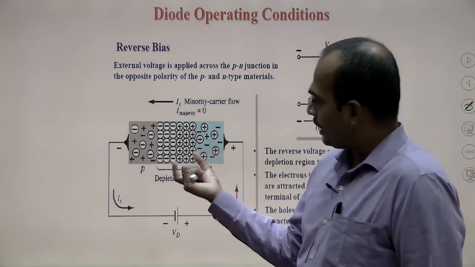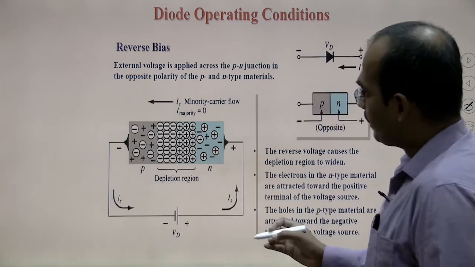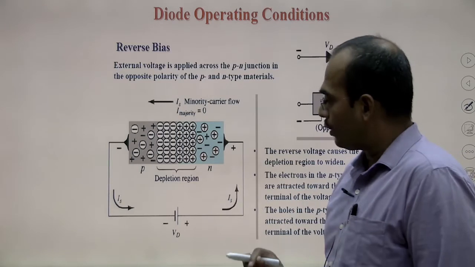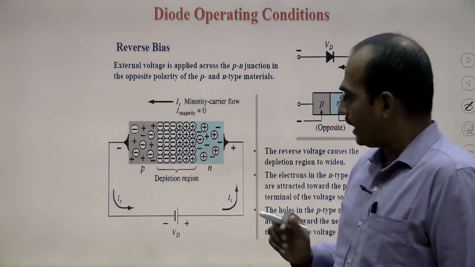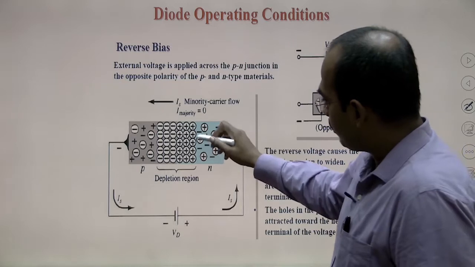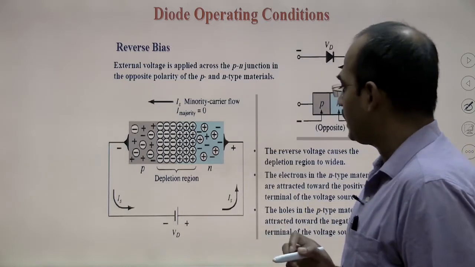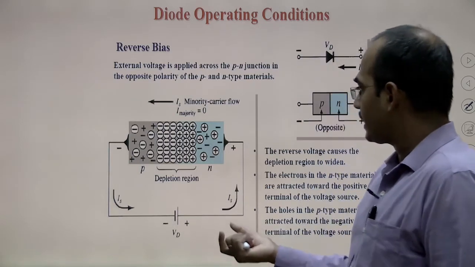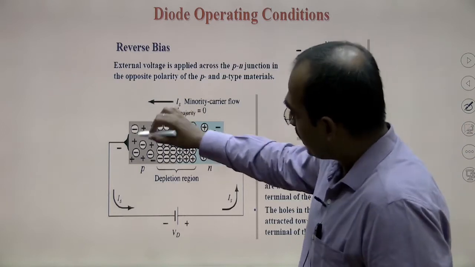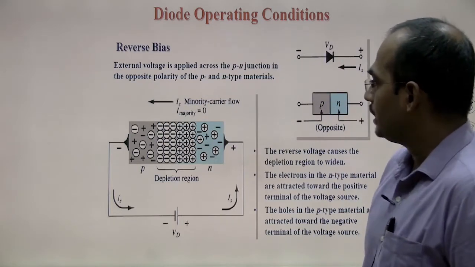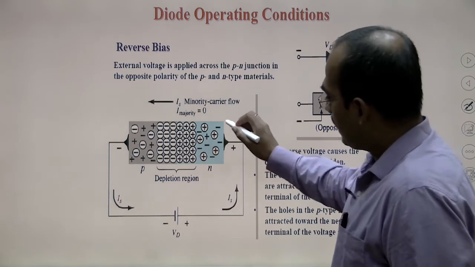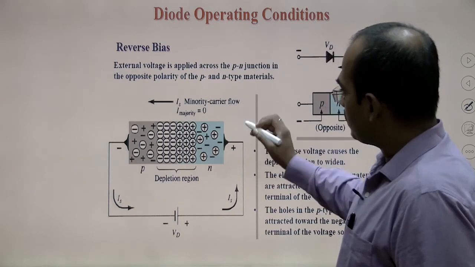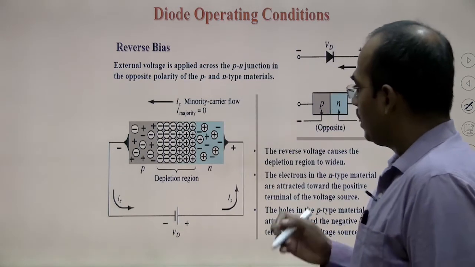How does the width of the depletion layer increase? Because we have connected the P side of the PN junction diode to the negative terminal of the battery and the N side of the PN junction diode to the positive terminal of the battery, what will happen? The negative terminal will start attracting the majority charge carriers of the P side of the PN junction diode, and the positive terminal will start attracting the majority charge carriers, that is electrons, of the N side of the PN junction diode. Then what will happen?